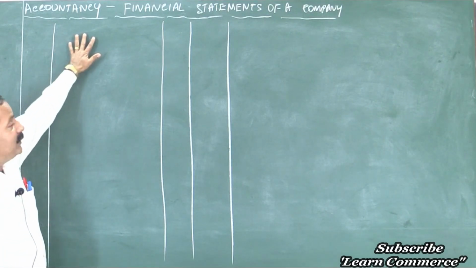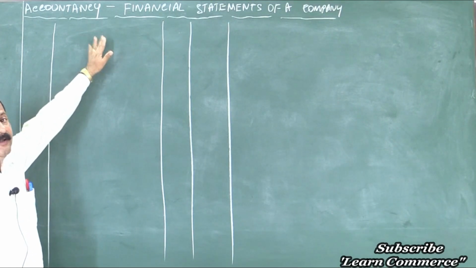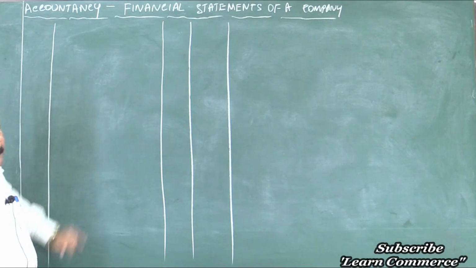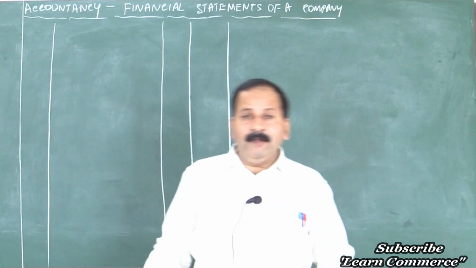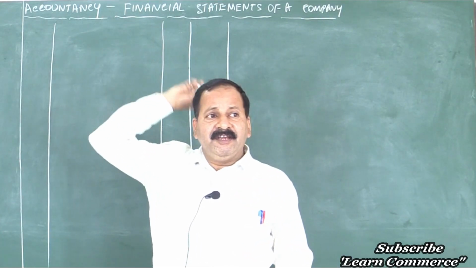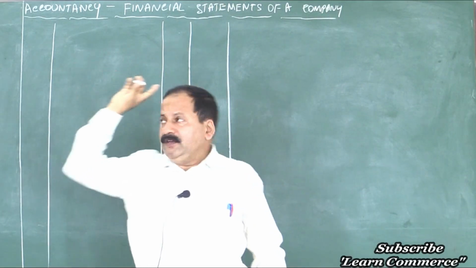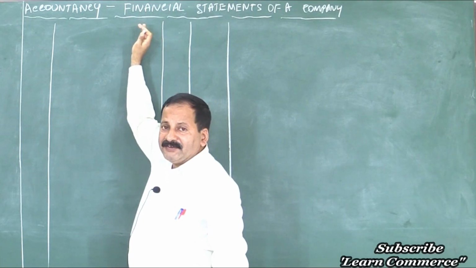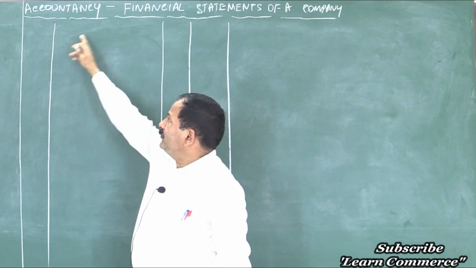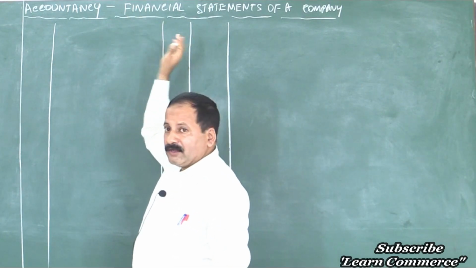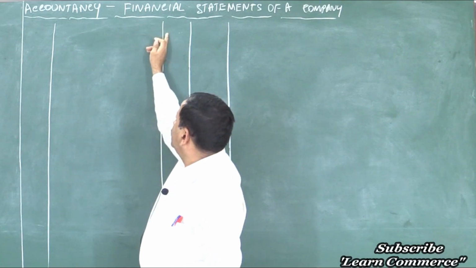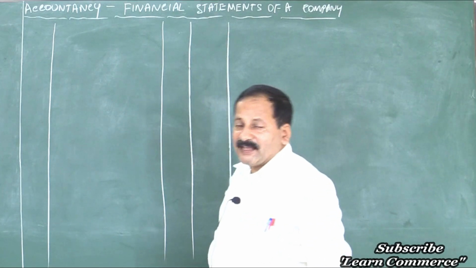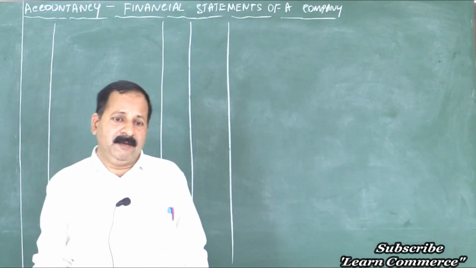You have to write the heading, statement of profit and loss for the year ending 31st March, whatever the year is. Then if the name of the company is given, you have to write the name of the company at the top. Then you have to draft the columns and write the column headings: serial number, particulars, note number, figures as at the end of current reporting period, and figures as at the end of previous reporting period. That is what you have to do.